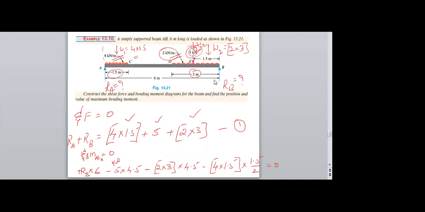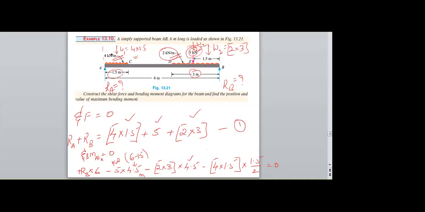Since the total length of the span is 6 meters and 5 kilonewtons is acting at 1.5 distance from B, therefore the remaining length is 6 minus 1.5. Therefore, I am getting 4.5 meters. Next, the UDL converted point load 2 into 3, and its distance from A is the same 4.5, because both loads are acting at the same position.